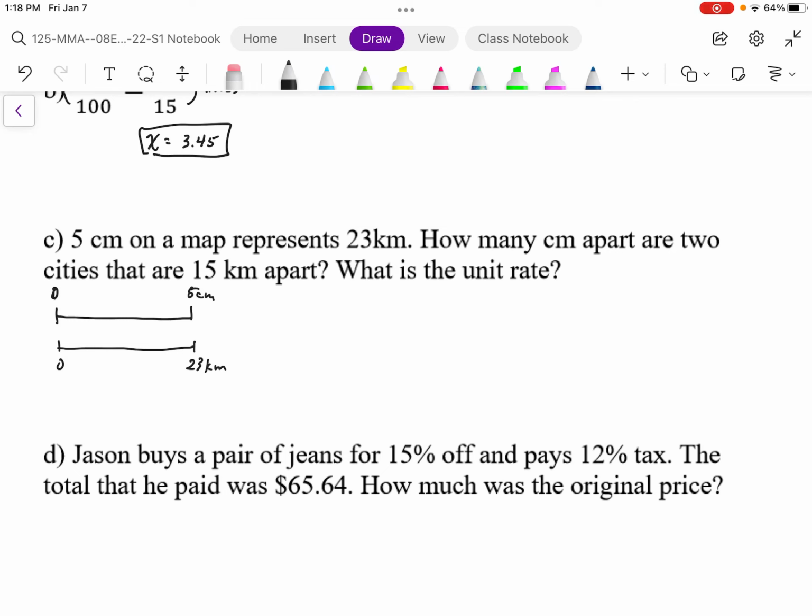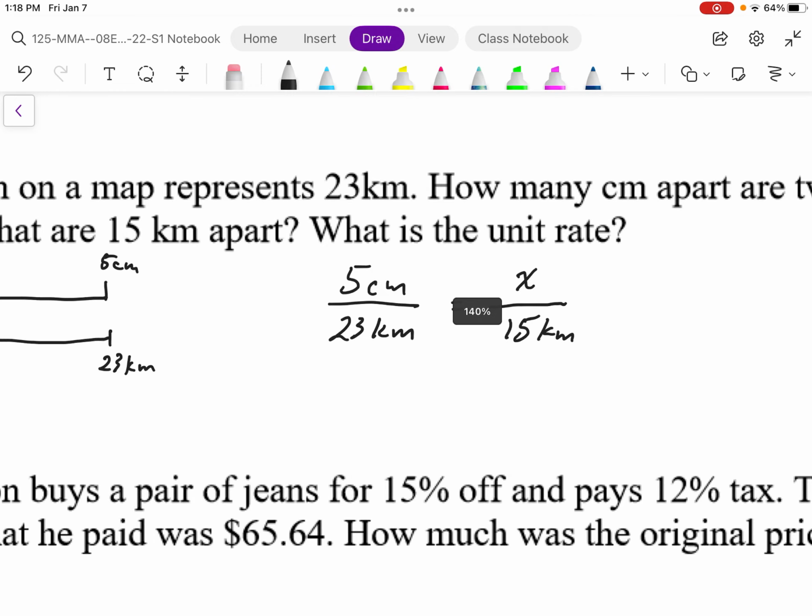So I can write this as centimeters to kilometers comparison, or I can do centimeters to centimeters, kilometers to kilometers. I'm going to do 5 centimeters on the map compares to 23 kilometers in real life. And we can write this as long as we have the proportion the same. In this case, I get 15 kilometers on bottom, and the top is what I'm looking for. Okay, so if I want to find the top, I can find my unit rate. So I can divide 5 by 23.